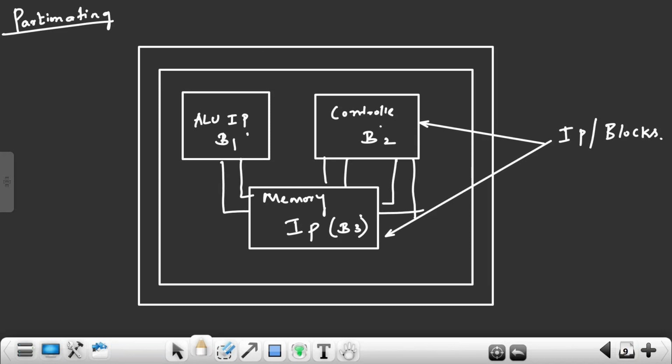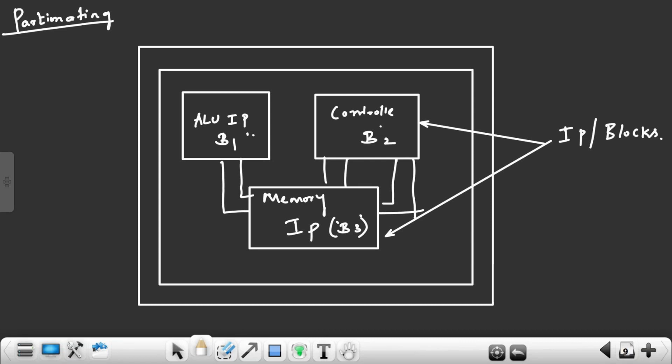See, the full chip level engineer will split this entire design into different blocks. That is called partitioning. Or the full chip level design engineer can directly purchase the blocks from the already available IP owners.